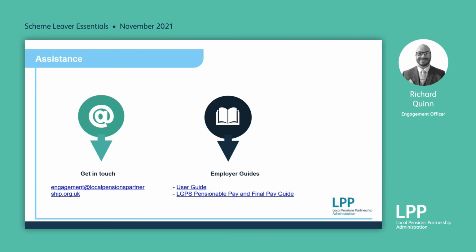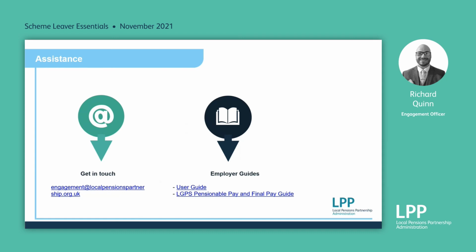If you do need any further assistance, please contact the engagement team mailbox, or alternatively, you can complete the employer contact us form. If you do need to speak to anyone, we can arrange calls with anyone to go through any particular examples. And if so, you can just get in touch with engagement@localpensionspartnership.org.uk. If you're having any trouble with some specific scenarios or you need any further guidance, then drop us a message and we'll get back to you as soon as possible.